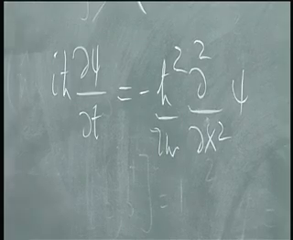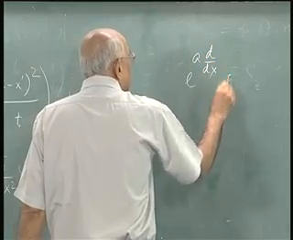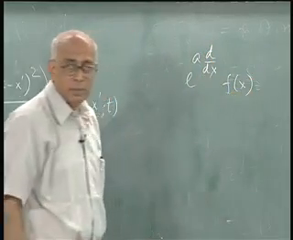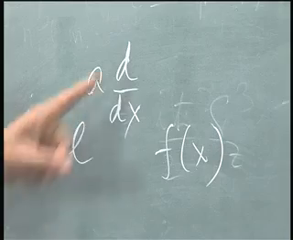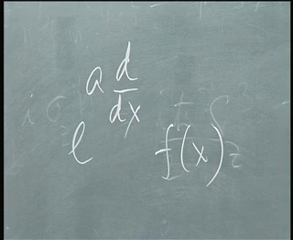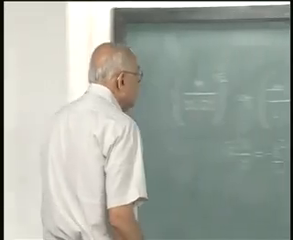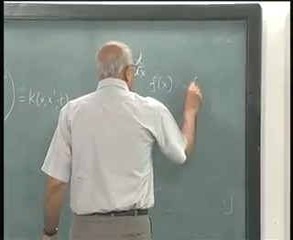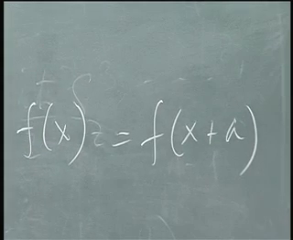Just as if I write e to the power a d over dx on f of x, this is not a local operator. Even though d over dx is a local operator, at each point you find the derivative, this is not a local operator because all powers of this derivative are involved when you do the expansion of the exponential. Therefore, this, as we know, is actually equal to f of x plus a. So it is a translation operator.